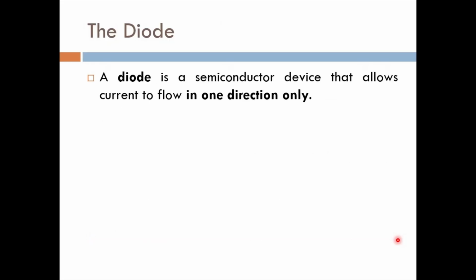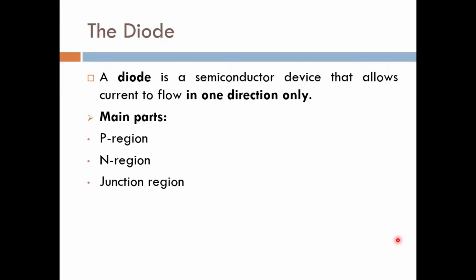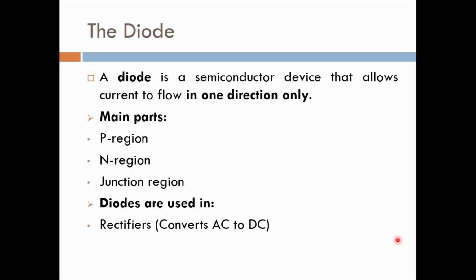So now what is a diode? It's a semiconductor device that allows current to flow in only one direction. This is actually the characteristic of the diode, that it allows the current in one direction. However, it blocks the current in the other direction. And we will see in a few moments in which direction it allows the current and in which direction it blocks the current. So if we talk about the main parts, there is a P region, an N region, and the junction region. If we talk about its applications, they are used in rectifiers.